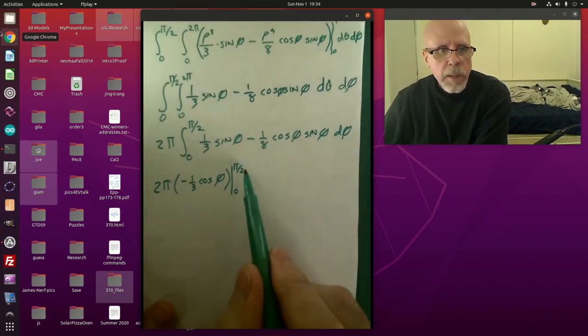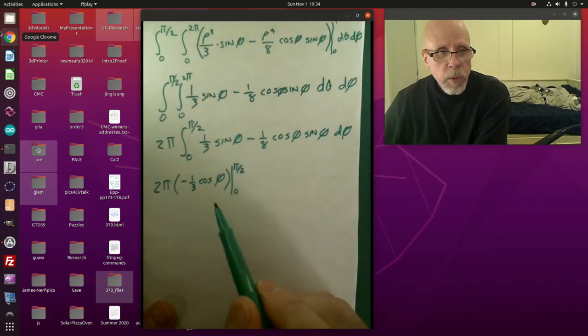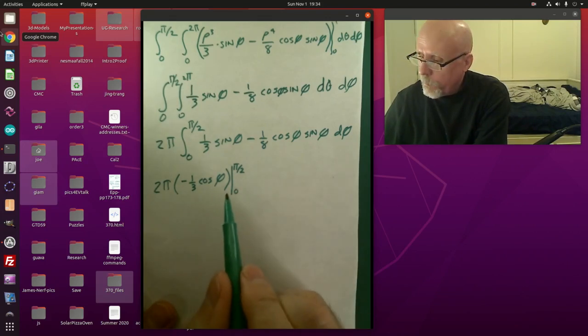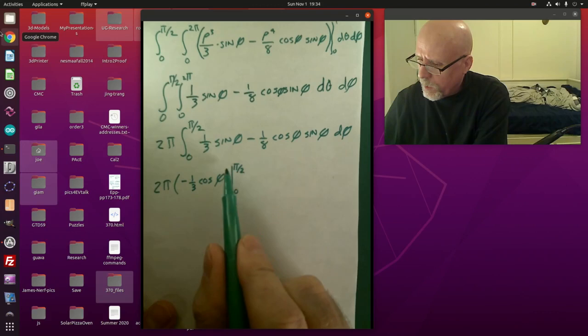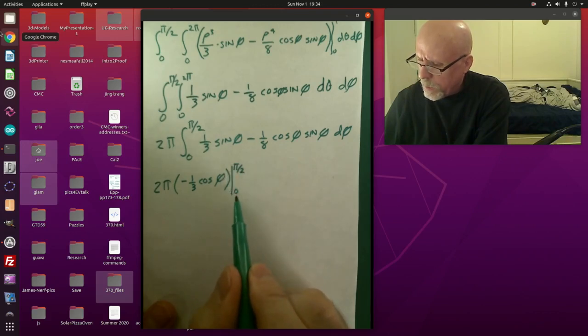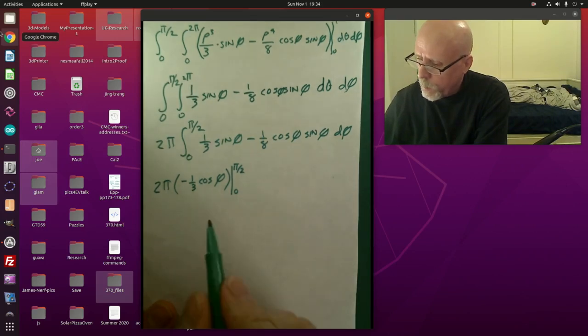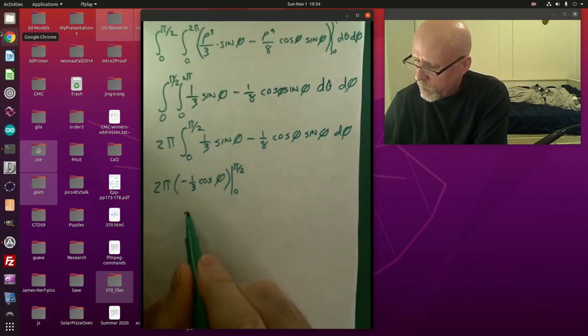Now, cosine is 0 at this upper limit, and it is 1 at this lower limit. So we'll be taking 0 minus negative 1/3. Okay, so that's positive 1/3. So that first piece becomes 2 pi over 3.